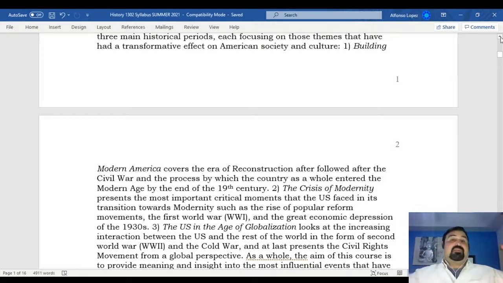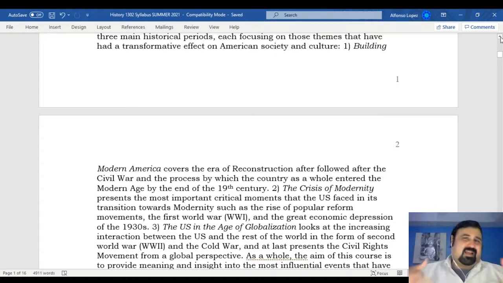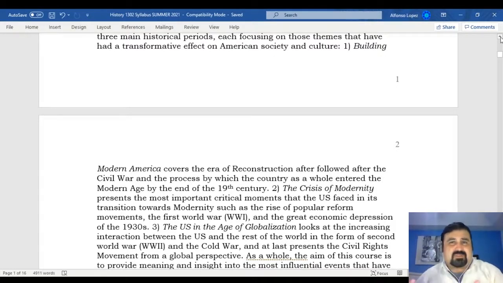So we're going to be paying attention again to how the country was transitioning into a new industrial economy, and how people were changing as well, the way they live, the way they work, the way they earn money. All of that is going to be covered again in Building Modern America.